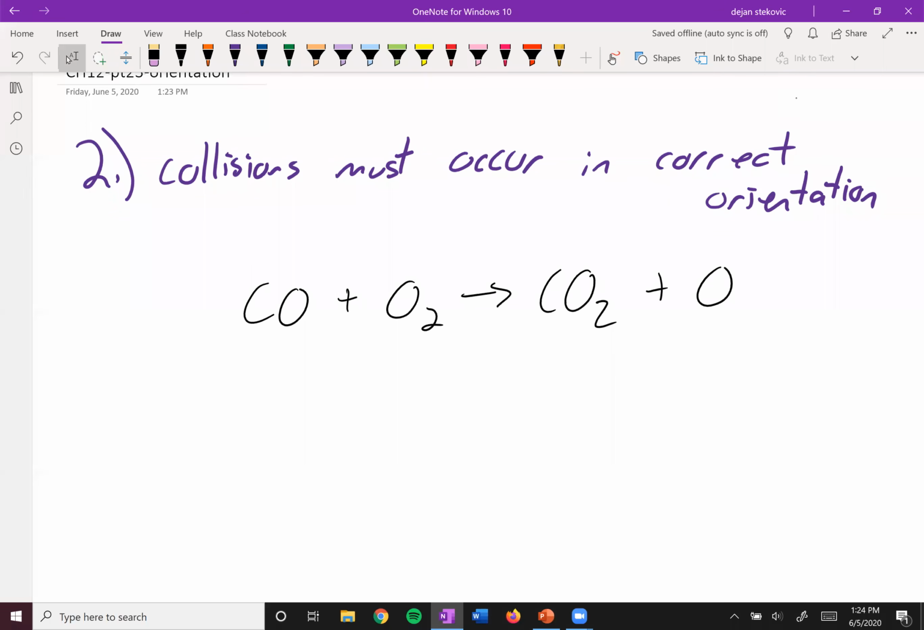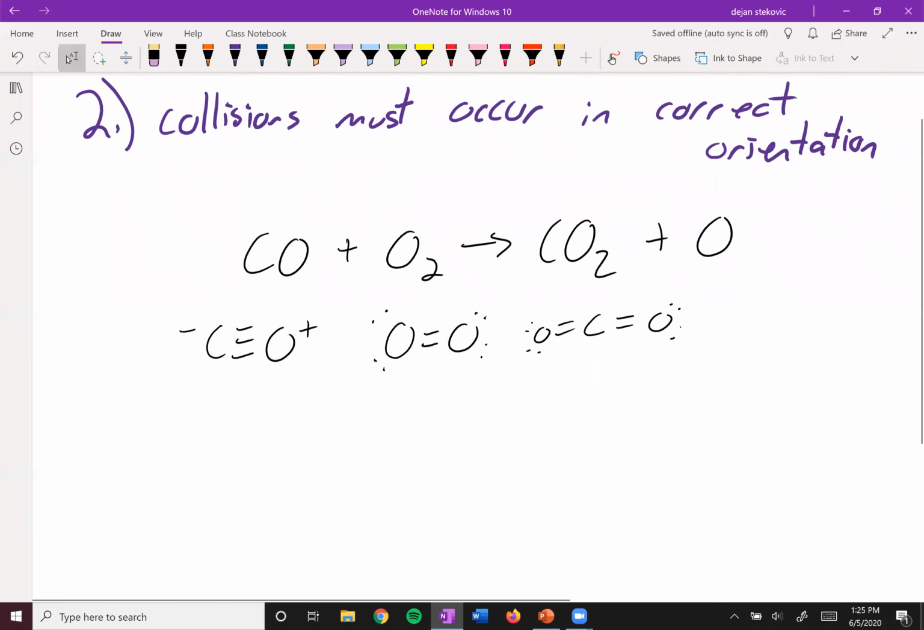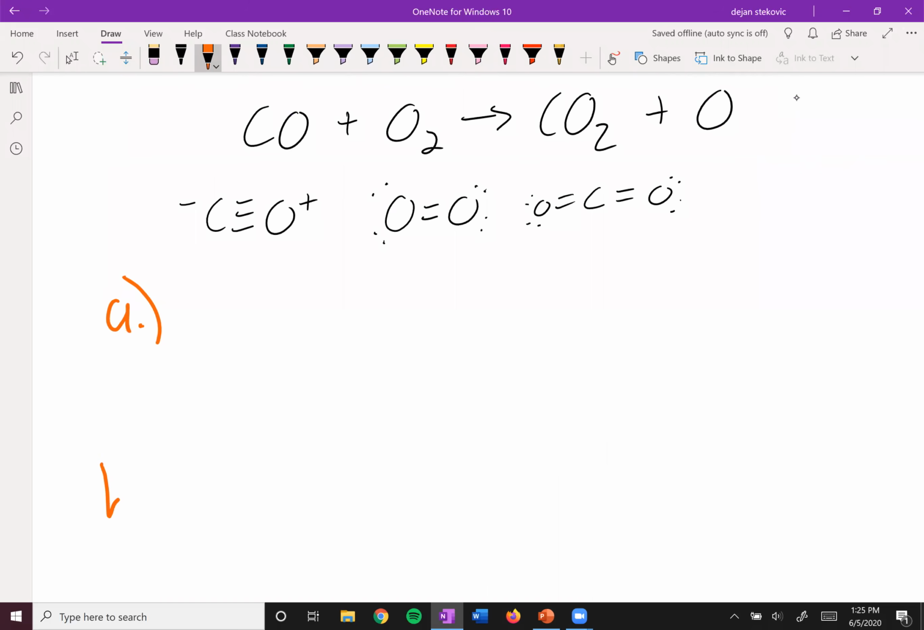So if we think about the Lewis structures, we'll get something like this. O2 will get something like this. And then CO2 will get something like this. So let's take a look at two different scenarios of what could happen. We'll label them A and B.